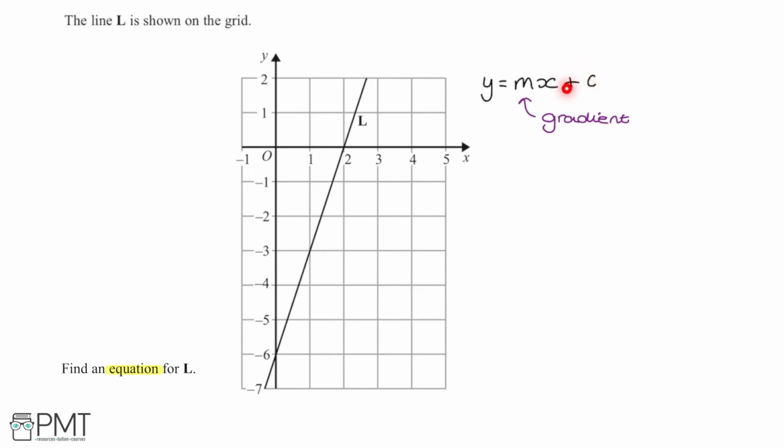And then c here is going to be another constant, but this constant is going to be equal to the y-intercept of the graph. Now we can see this because when we have the y-intercept, the x value is going to be 0 when we're working with the y-axis. If x is 0, mx is also 0. So y is equal to c. So the y-intercept is going to be this value of c.